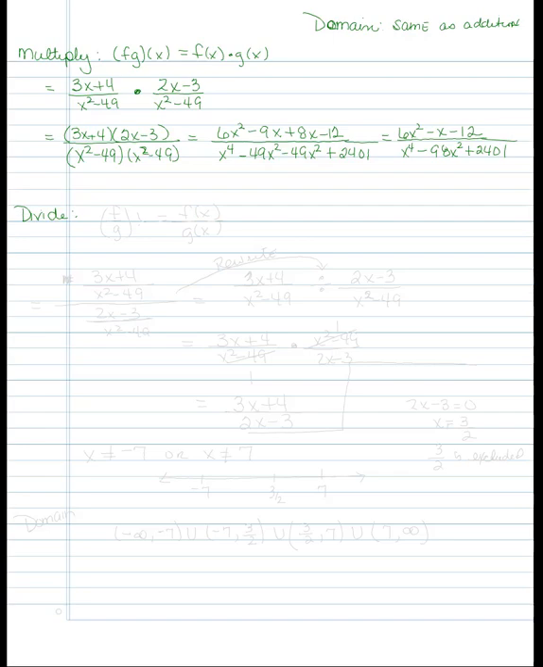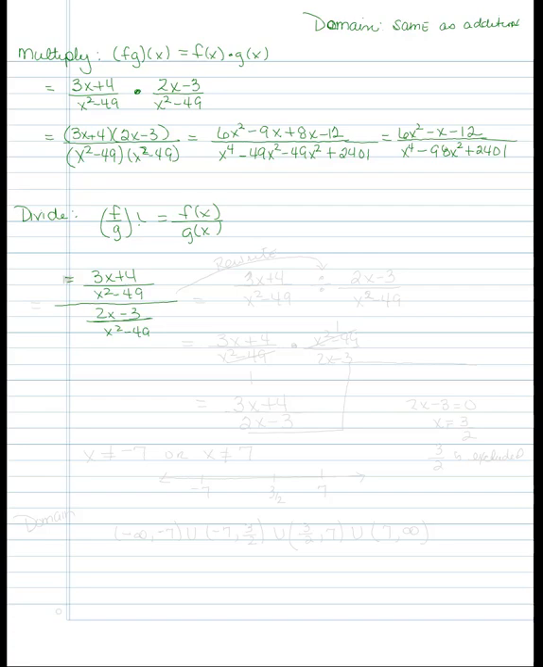Go ahead. I forgot to mention, divide. F over g of x is equal to, you're saying f of x divided by g of x. So, you're saying this. 3x plus 4 over x squared minus 49 divided by 2x minus 3 over x squared minus 49. This is what we called a complex fraction.